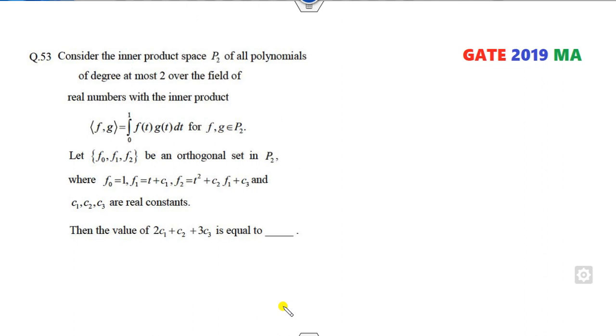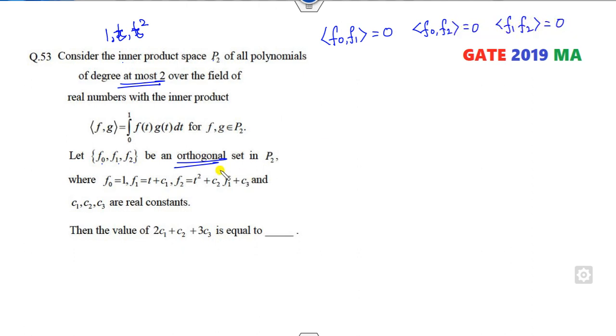Okay, look at another question. Consider the inner product of P2. Again the degree is 1, x and x square, or in the form of t, so 1, t and t square, such that f0, f1, f2 are orthogonal. Once orthogonal, the inner product will be 0: f0, f2 is 0, and f1, f2 is 0. f0, f1, f2 are given to you, then you have to find the values of c1, c2, c3. That's very simple.